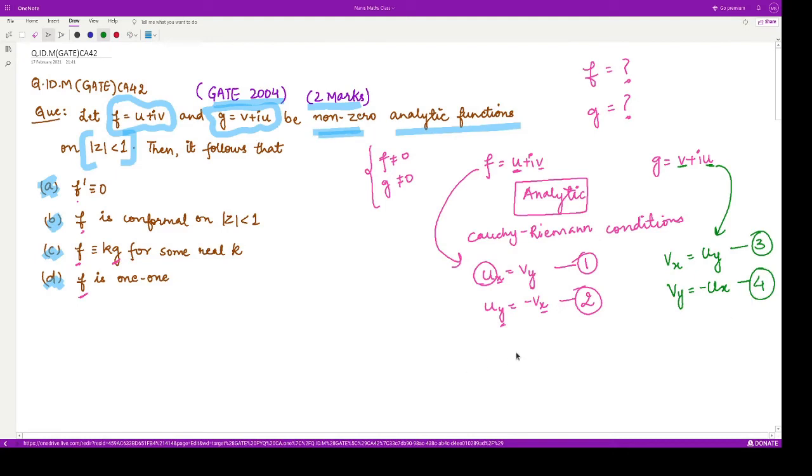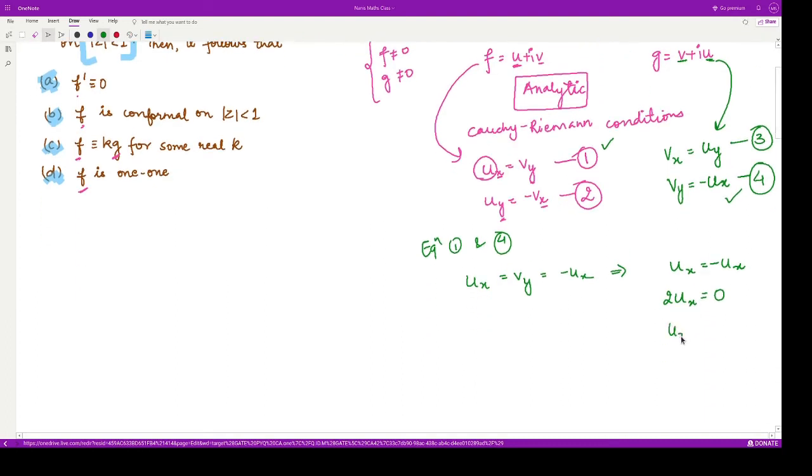So now we can use equation number 1 and 4. Using this one and this equation, we would have ux is equal to vy, and we know further vy is equal to minus ux. So in effect we would have ux is equal to minus ux, or in other words you can write 2ux is equal to 0, or simply u of x is equal to 0. So now if the derivative of some function is 0, that means the function itself should be a constant.